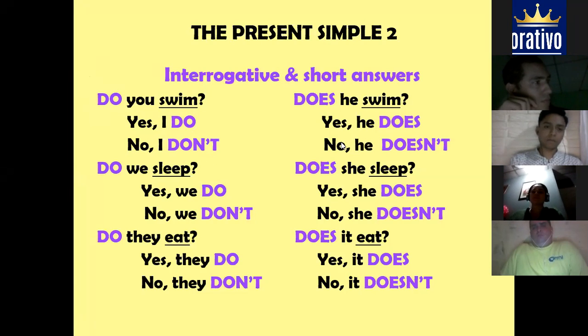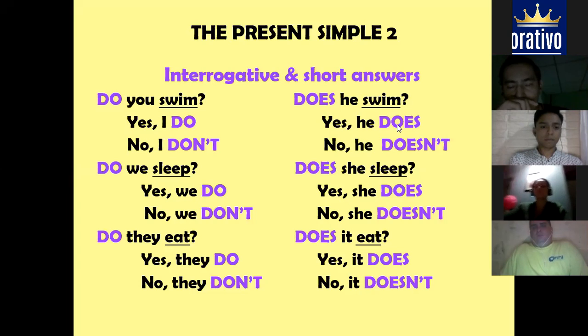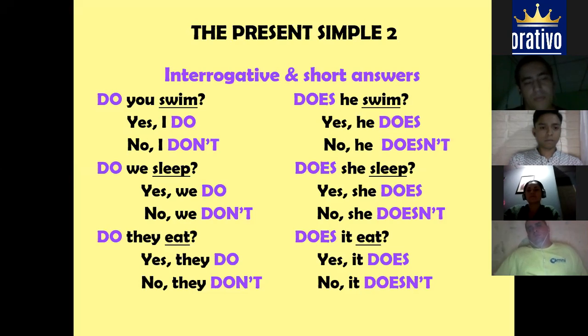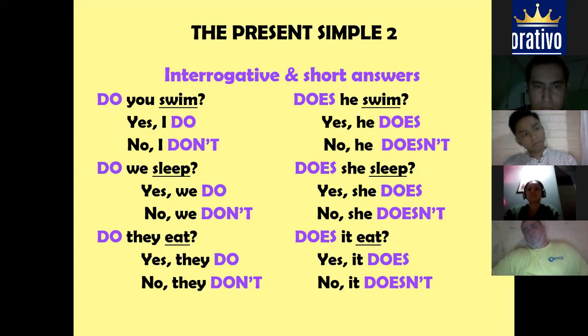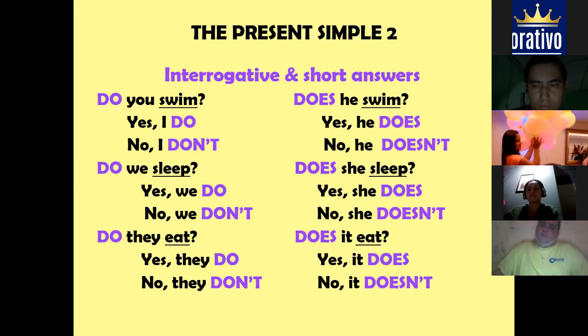For the third person singular, we use the auxiliary does in the question and in the affirmative answer. Does he swim? Yes, he does. And if the answer is negative, we say no, he doesn't, or she or it, depending. All right? Is that clear, or do you have any questions? I understand, teacher. No problem. Okay, very good.